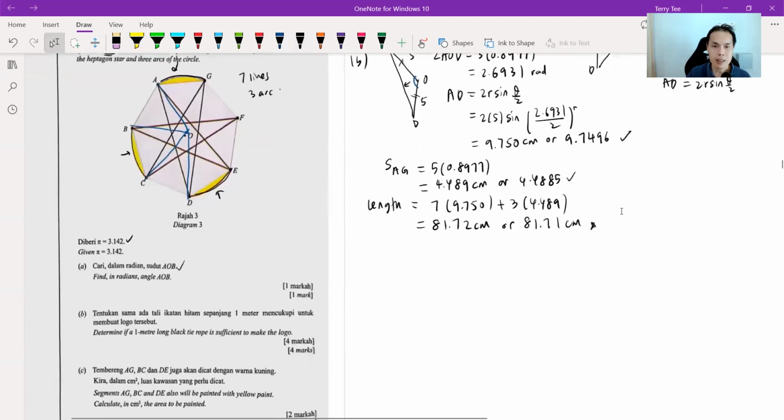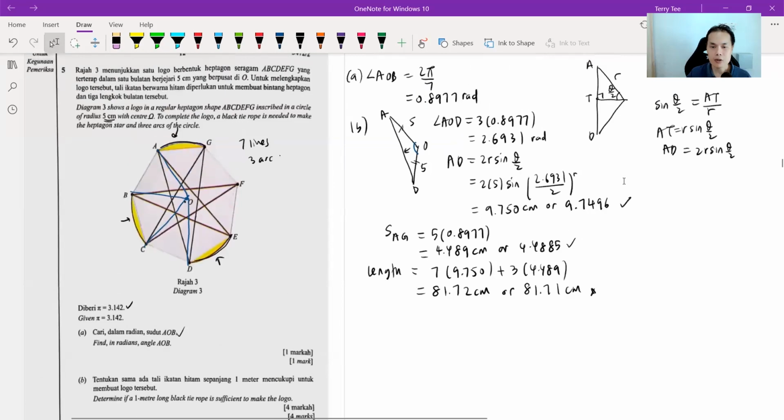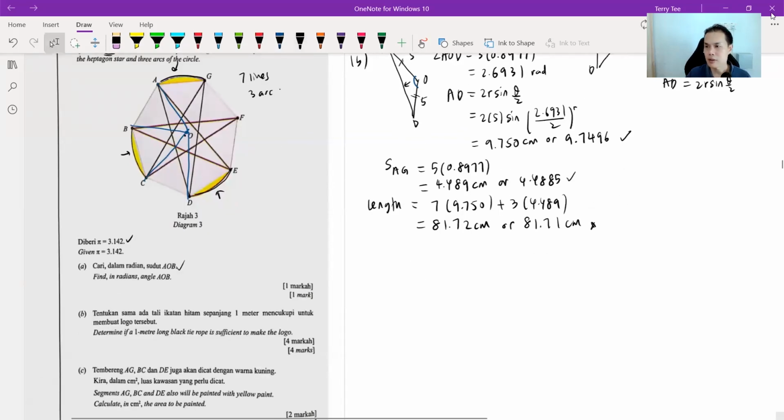Okay, lastly, I want to know the last part, part C. Calculate the area. They say segments AG, BC, DE will be painted with yellow paint. Calculate the area to be painted. The area to be painted is, as you can see, the yellow part here. I think I'll just leave it like this. I need to find this area here, and then times 3.